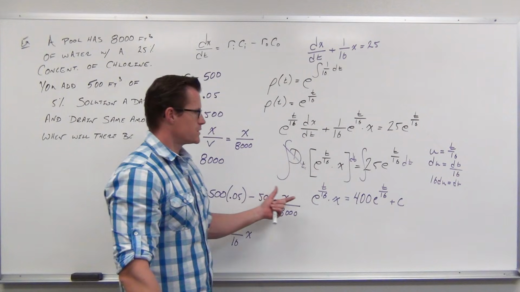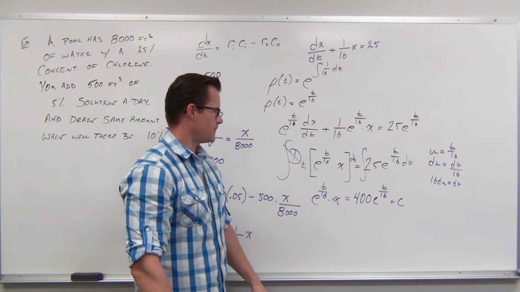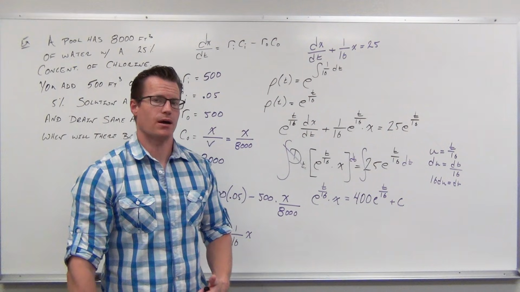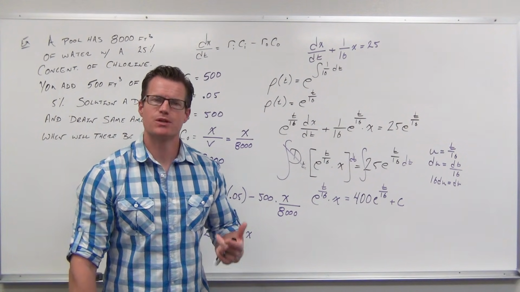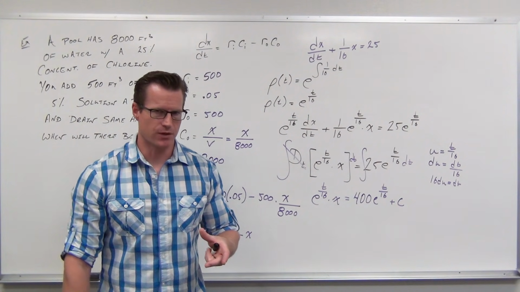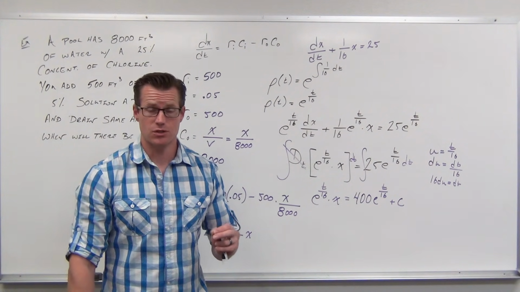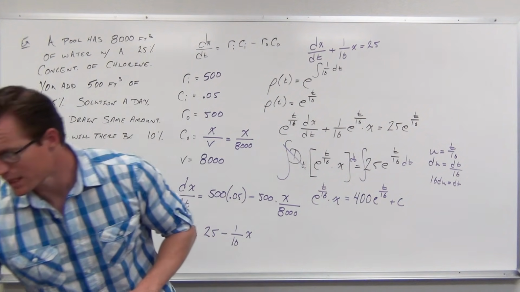You can do a couple things right now. If you really wanted to, you could solve for that x, but I would solve for c right now. So solving for c, you're going to have an initial value. Now, a lot of times it's not specifically given to you. You got to find it in a mixture problem. So let's go back to the beginning.